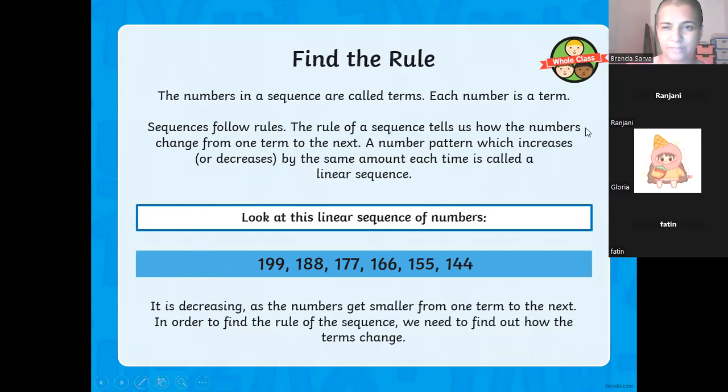So don't have to read all this blah blah thing here. Let's go straight at this question. Look at this linear sequence of numbers. When they say linear means if you're going to have algebra later, unknowns, the power is always 1. Okay, later you will learn quadratic. So don't worry. Look at this, 199, 188, 177. Remember this one? We did that earlier.